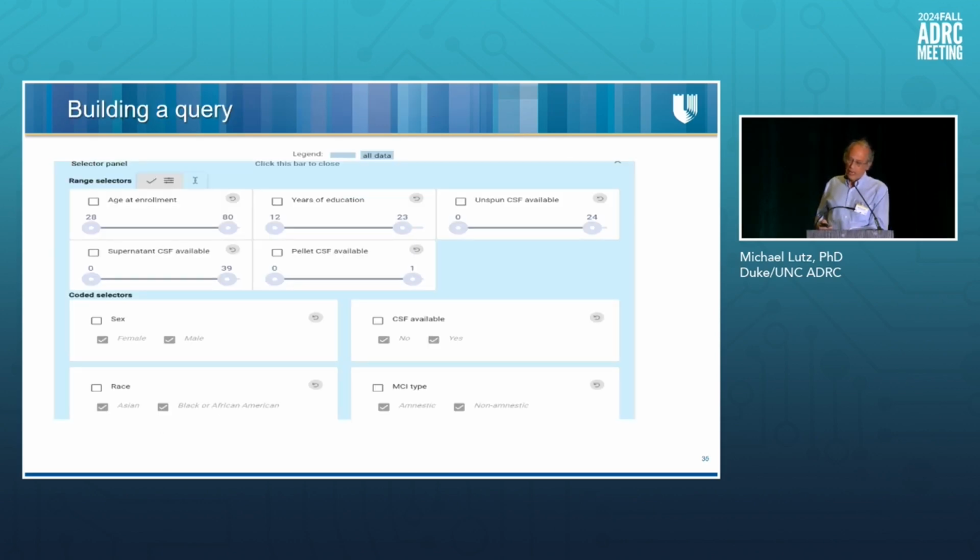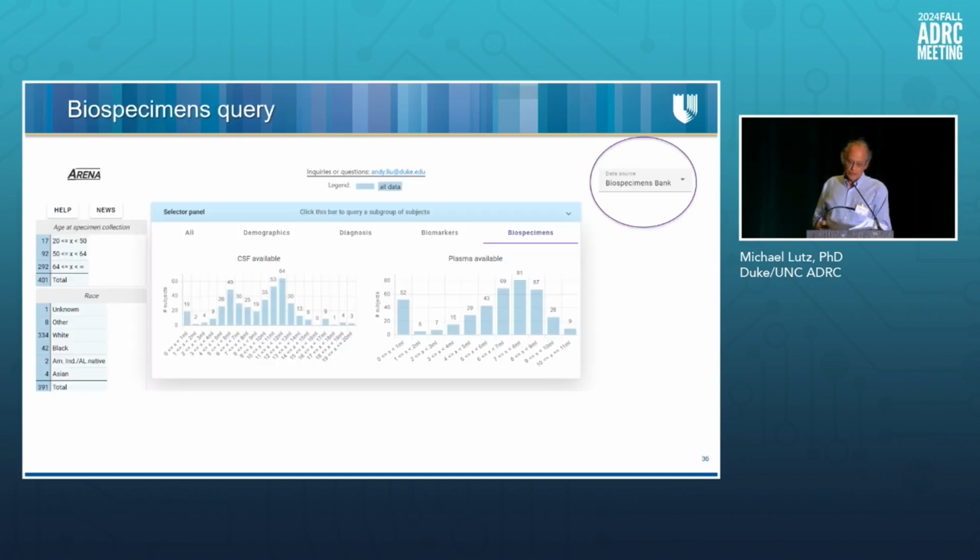Sliders and checkboxes allow building specific queries to construct a sample from the resource. Multiple criteria can be used in the query, and these link back to the graphics. Changing to a different data source is as simple as clicking on one dropdown. Here we switch to the biospecimens biobank as shown in the upper right.